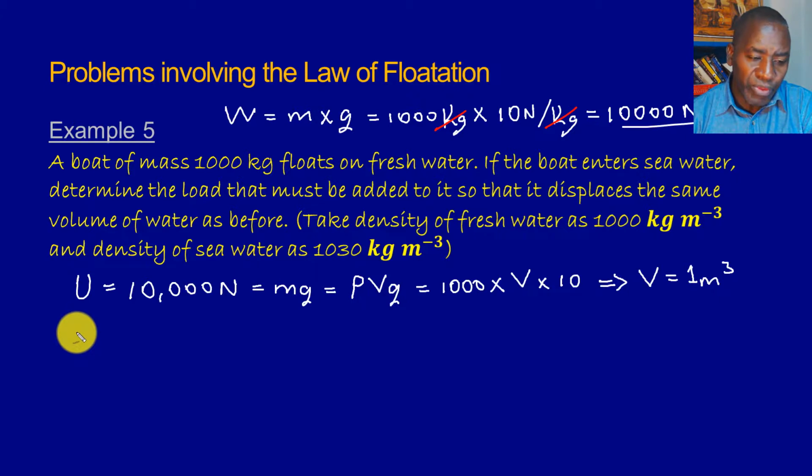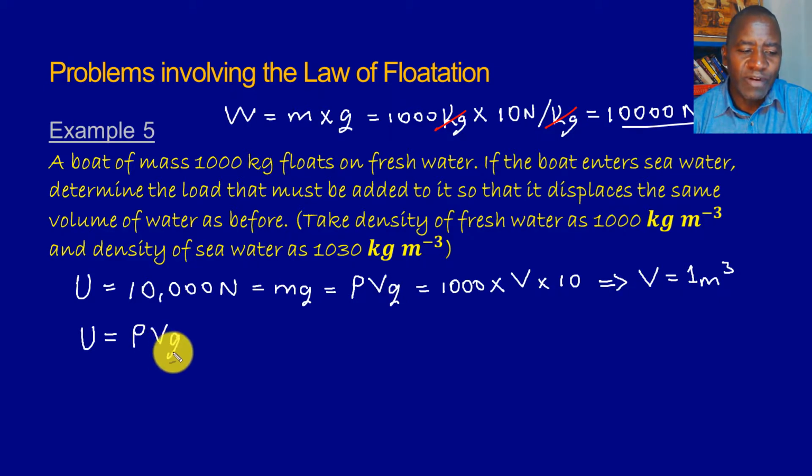So we know that since it's going to float in seawater, let's calculate the upthrust, which will be equal to density of seawater, volume of seawater displaced, times the value of the gravitational field strength. The density of seawater is 1030 kilograms per meter cubed. We want the volume of the seawater displaced to be 1 meter cubed. And the value of g, of course, is 10 newton per kilogram.